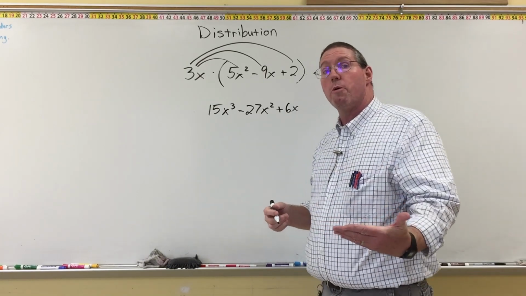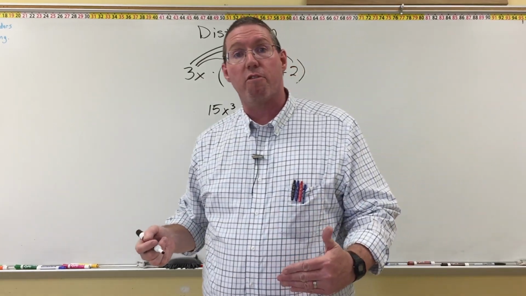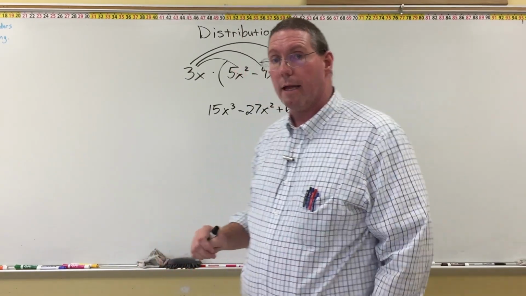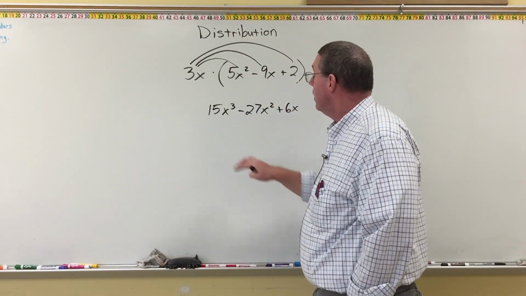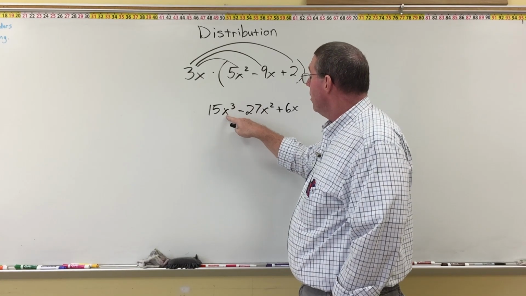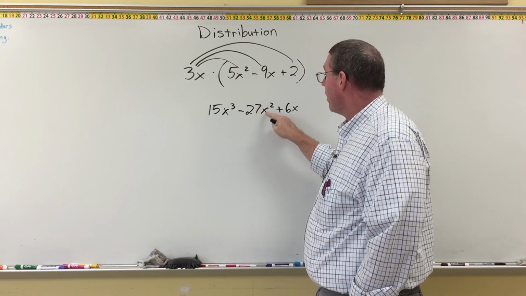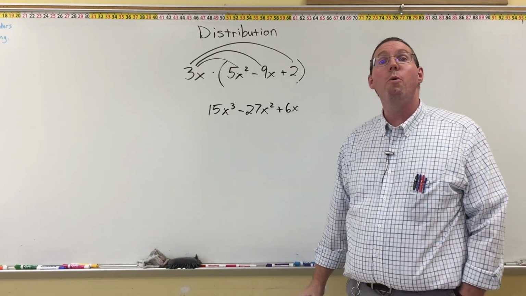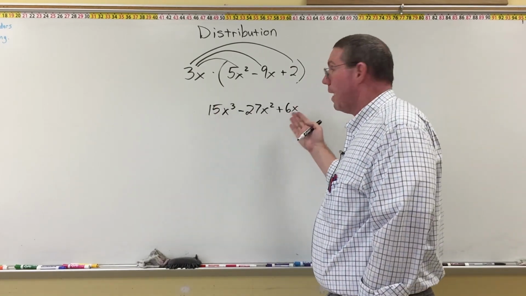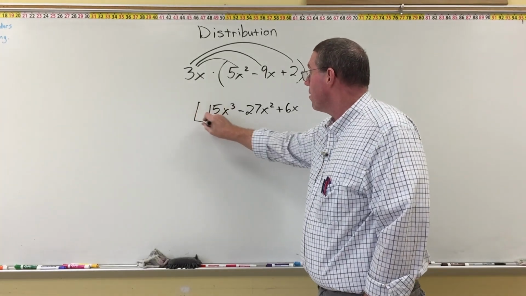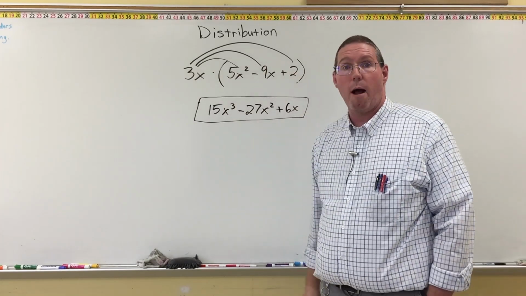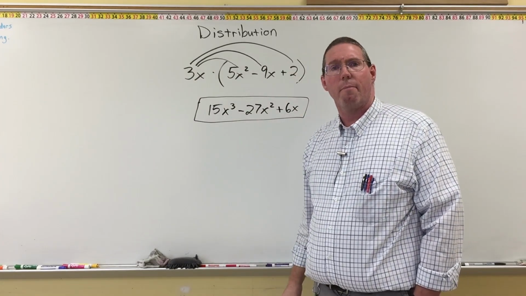The next thing we would do is we would look to see if any of these terms are like terms that can be combined. As you can see, they are not. This term has x, but to the third power. This one has x to the second power, and this one has x to the first power. Therefore, no like terms. Therefore, we cannot combine any of these, which means that this is our final answer to this distribution problem, okay? Let's try another example.